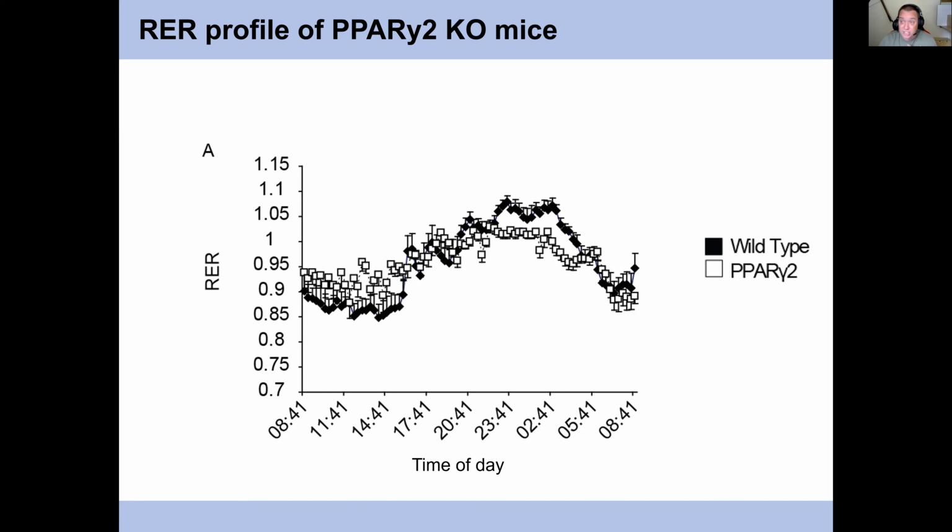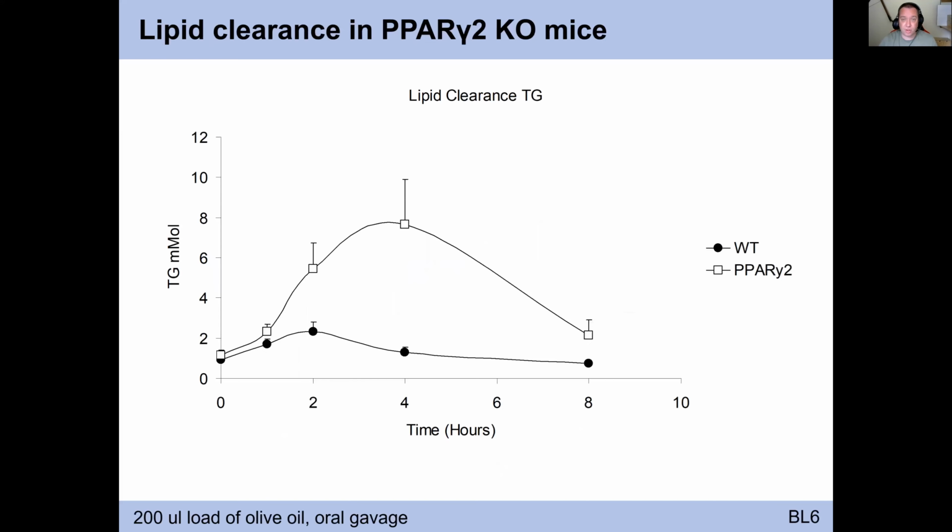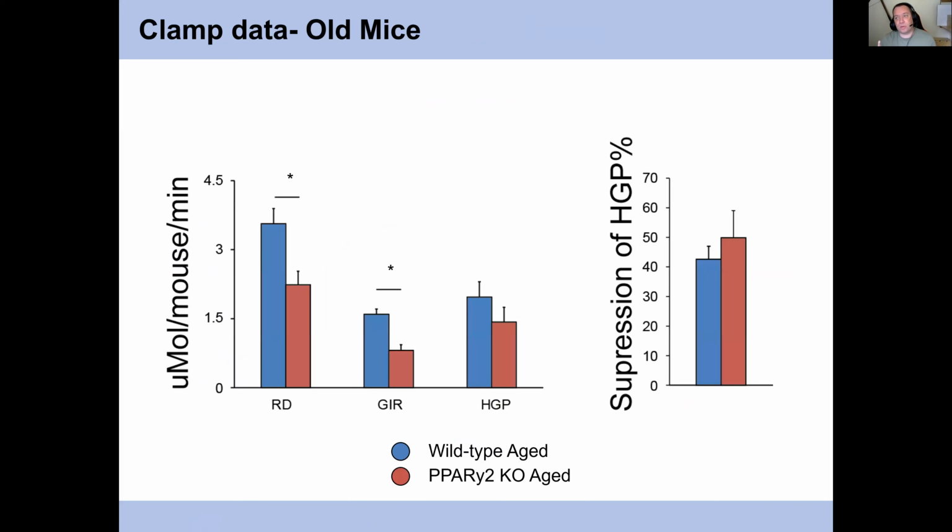And so could we challenge the storage capacity? And the answer was we could. We gave them a gavage of olive oil. And when we gave them that gavage of olive oil, they were spectacularly impaired in their lipid clearance. So whilst their glucose metabolism appeared a bit better, their lipid metabolism, the gamma-2 shown in white, they were much worse at taking up and storing it. And this is important because we think that lipid handling is an early stage event in metabolic disease.